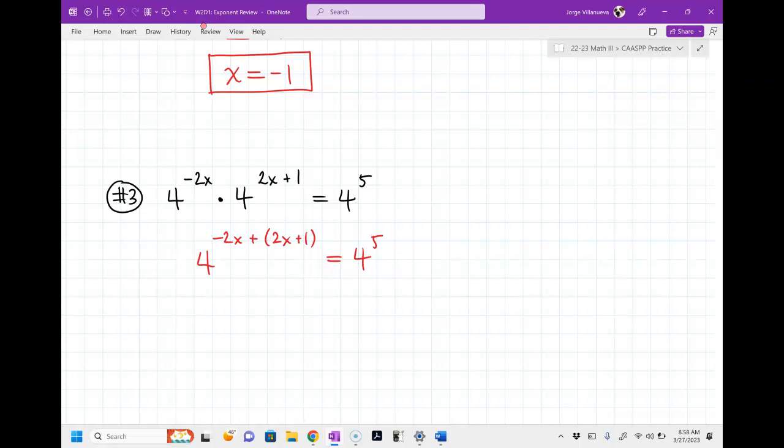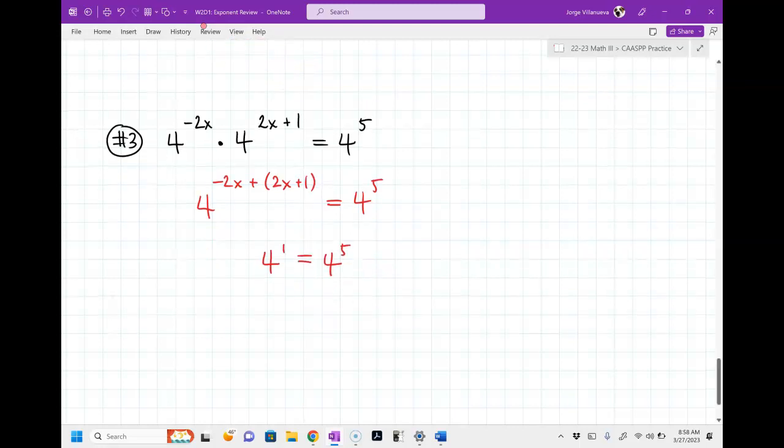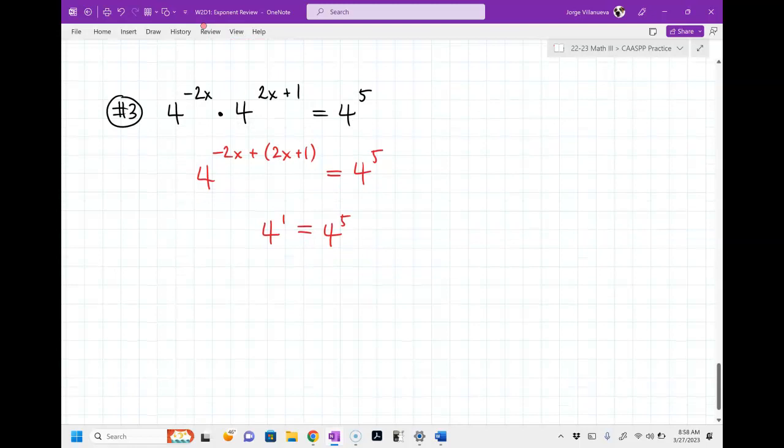And then what you're going to do is add this stuff together and then solve if possible, right? You'll add the powers together and then you can set the powers equal to each other. So let's do that. Negative 2x plus 2x is 0 plus 1. So this is 4 to the first equals 4 to the 5th. Now, according to the definition, if the bases are the same, then the powers must be equal. But that's not true. 1 is not equal to 5. So this is a no solution.